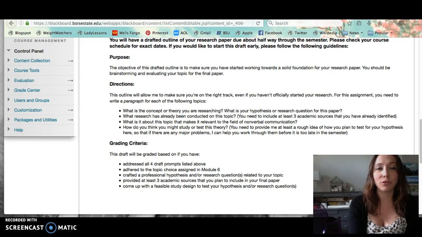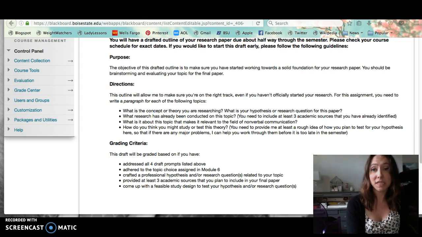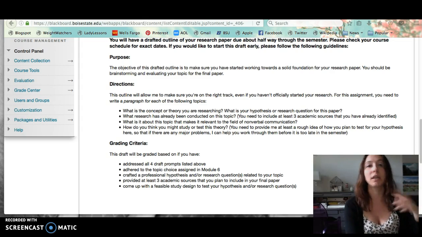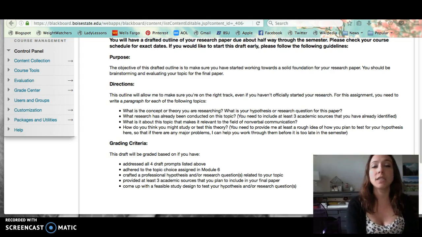It's not a typical rough draft in terms of, you have to give me 6 of the 10 pages completed. I just have a couple of things that I want you to present to me so that I know that you're on the right track and that I can sort of intercept anything that I maybe didn't get when you submitted topics, or make sure that the study that you want to do is feasible, etc.